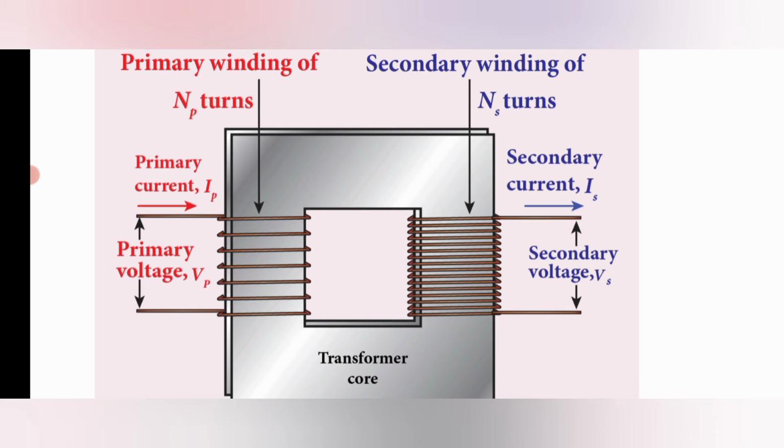As a result of this flux change in both the primary and secondary coils, an induced EMF is produced in both. That is equal and opposite to the applied voltage VP, which can be given by the derivation. Let's see the derivation now.